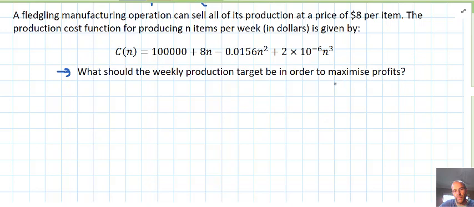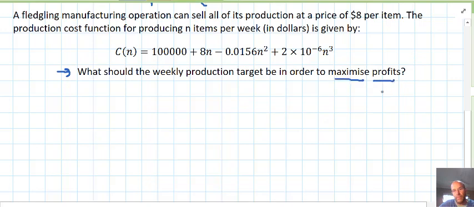We want to maximize profits. Maximize means optimize, and we're going through our known optimization techniques using calculus. Profit is what we're looking at in this question. Some questions don't look at profit; they might look at cost or other quantities. We're looking at profit, so let's get our profit equation written down. P of n equals R of n minus C of n.